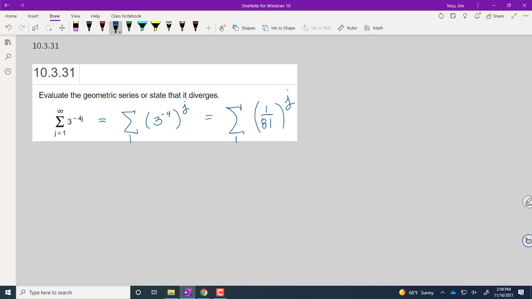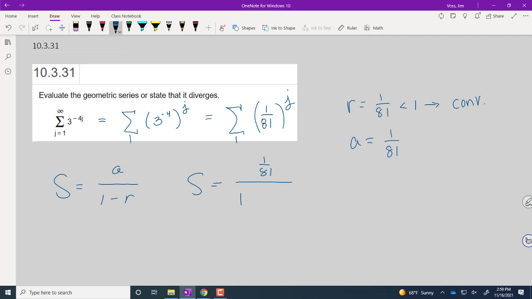So what is the common ratio here? 1 over 81, that's less than 1, which implies convergence. And what is the a value? 1 over 81. So the a value is the very first term in the series. We find the very first term in the series by plugging in the initial index. So we plug in the 1, we get 1 over 81. So that tells us this is one of those rare series that we can actually find the sum of. So it's a divided by 1 minus r. So our s will be 1 over 81 divided by 1 minus 1 over 81.